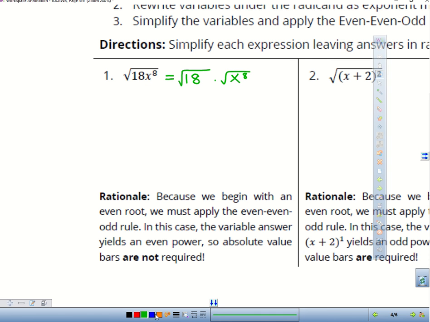So, what kind of root is this? Is it a square root, a cube root, a fourth root? Square root. It's an implied square root. So what can I break up the 18 into? 2 and 9.